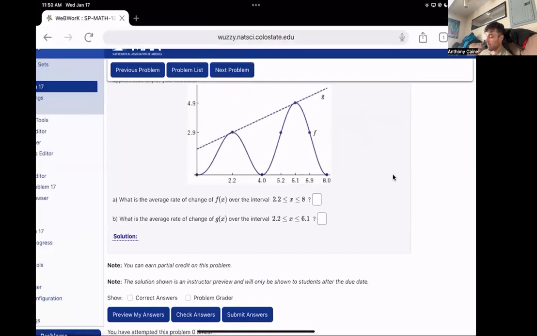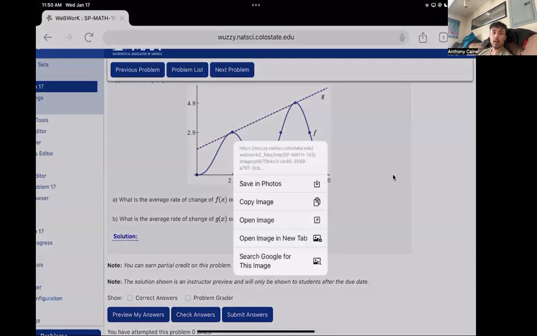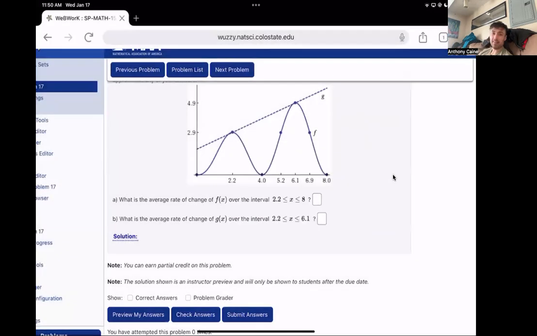So average rate of change, this F graph. For question A, the average rate of change is just that slope. Average rate of change is saying, well, on average, it went down this much. And that's different than how F actually moved. It's kind of like a tortoise and the hare thing, but not really.